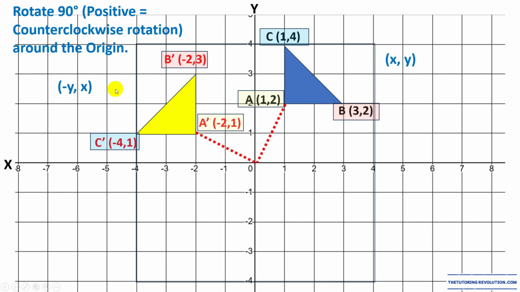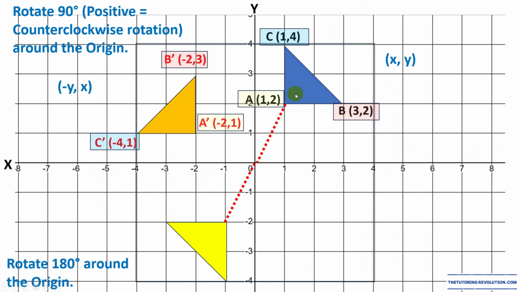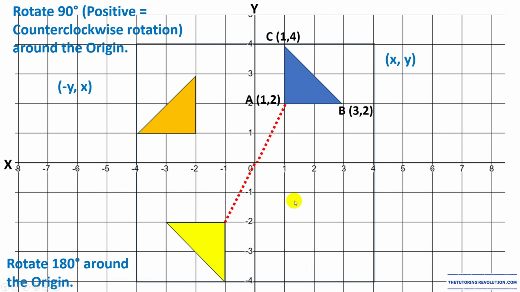Now, we're going to rotate this blue triangle 180 degrees. Basically 90 extra degrees here, so we have a full 180-degree rotation. And we're going to label the coordinates A double prime, B double prime, and C double prime. And we're going to compare those coordinates with the original ones.